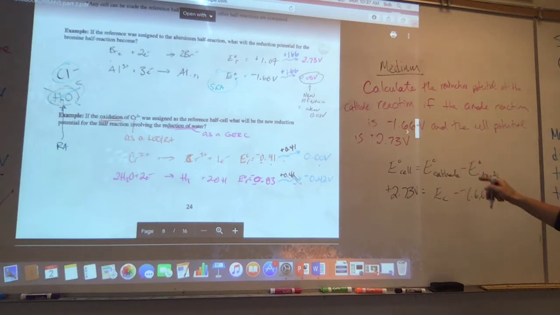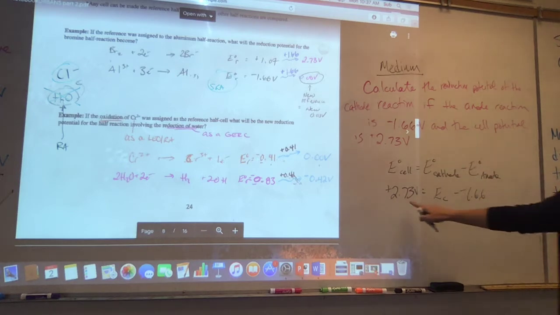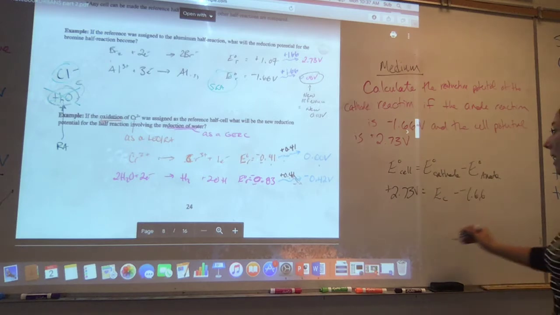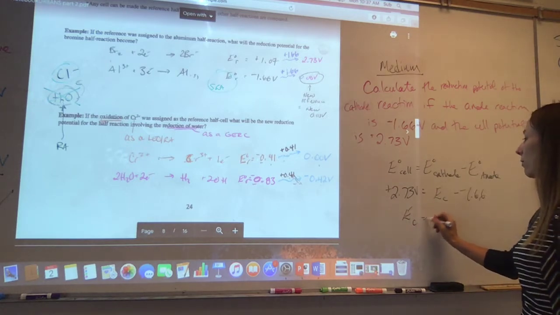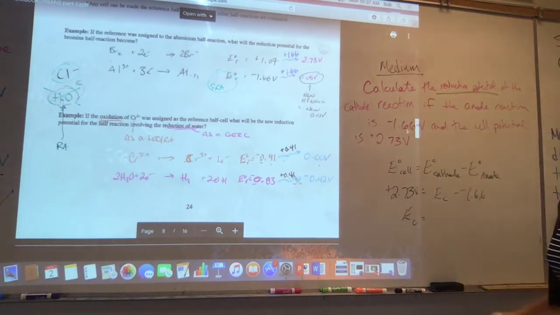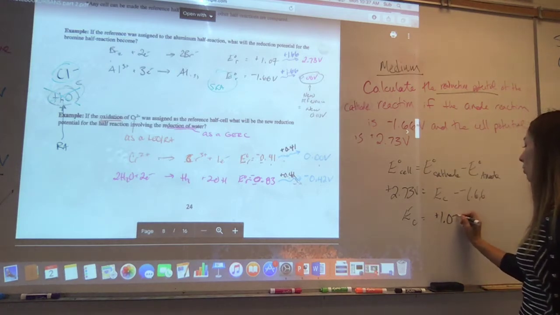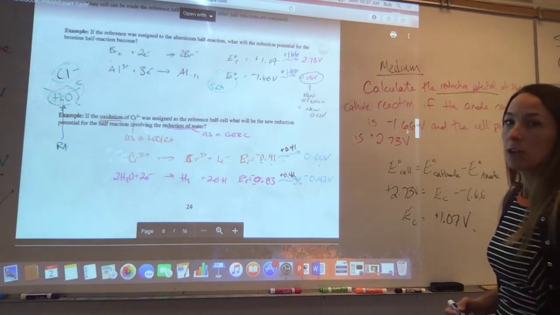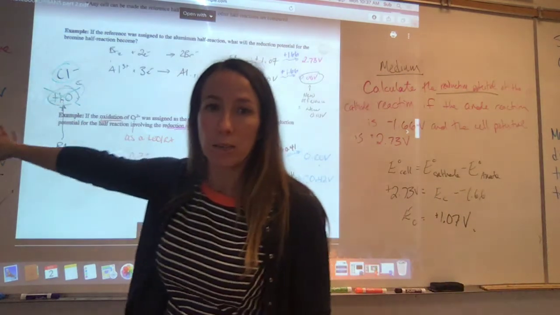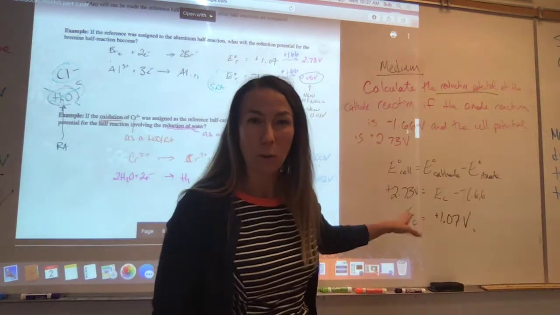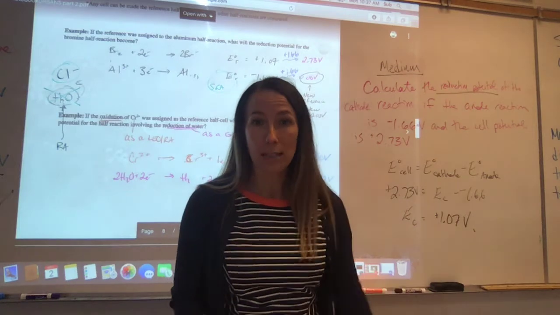The E cell is equal to the cathode minus the anode. So in this case, the cathode's reduction potential, the one I would write in the data booklet, would be positive 1.07 volts. So easy is just top minus bottom. Medium is following this formula, cathode minus anode.